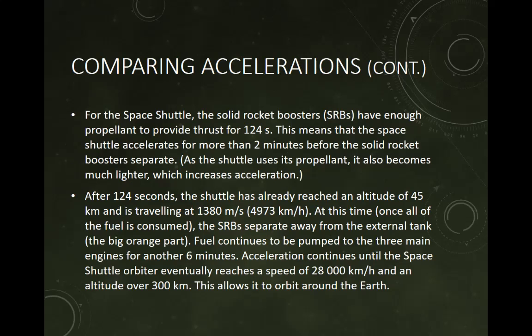At this time, once all the fuel is consumed, the SRB separates away from the external tank, the big orange part you're used to seeing in videos. Fuel continues to be pumped into the three main engines for another 6 minutes. Acceleration continues until the Space Shuttle orbiter eventually reaches a speed of about 28,000 kilometers per hour and an altitude of about 300 kilometers.